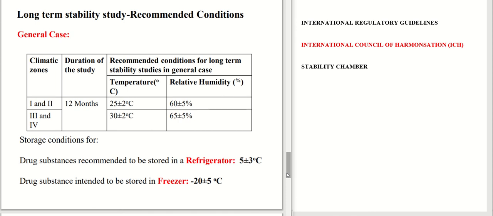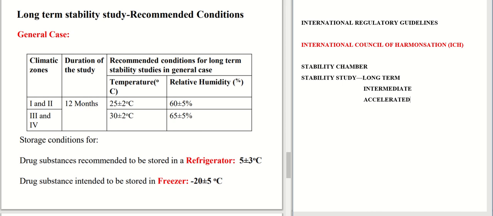So here we will be discussing stability study. There are three types. The first would be long term, and the second is intermediate, and the third is accelerated studies. Now let's see one by one.